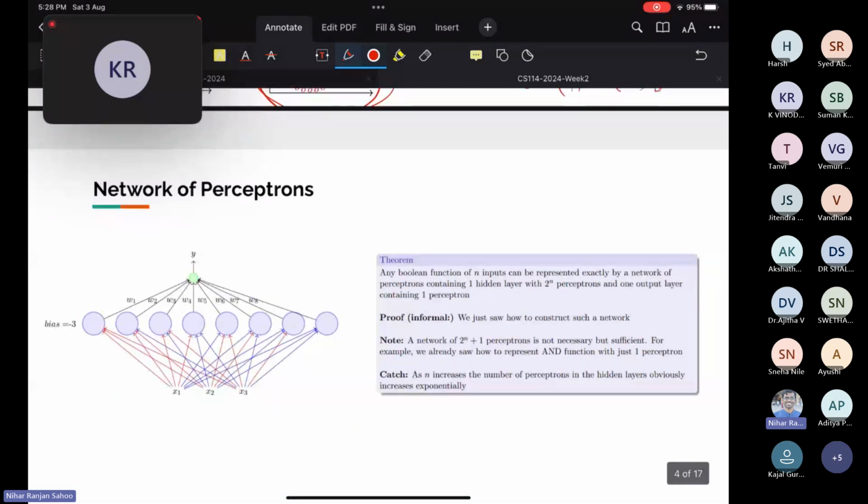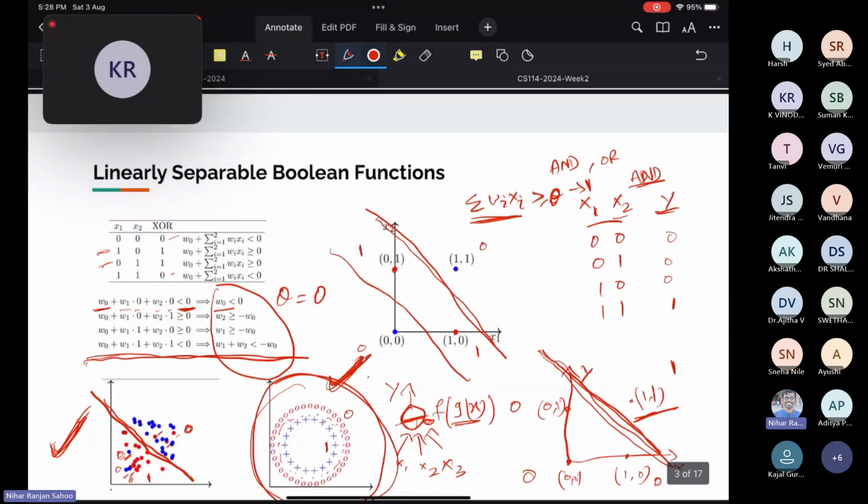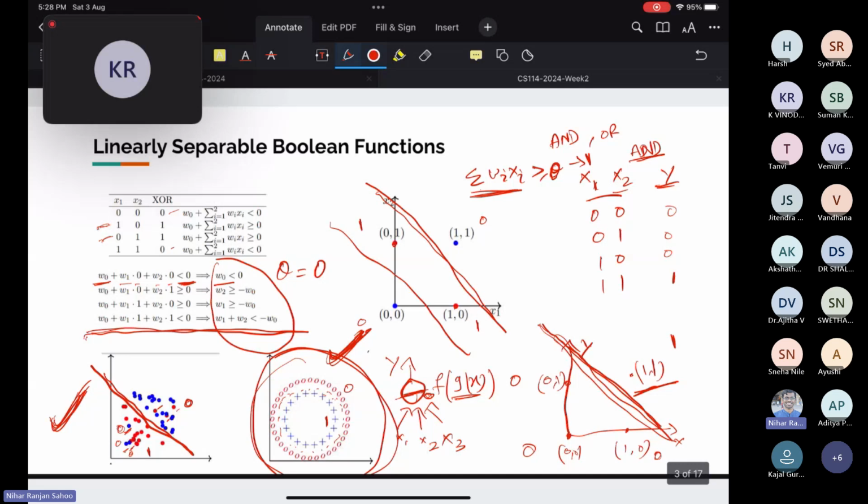Again, now coming to networks of perceptrons. I hope you understood what is linearly separable and what is non-linearly separable. If there is any doubt, you can unmute and ask.